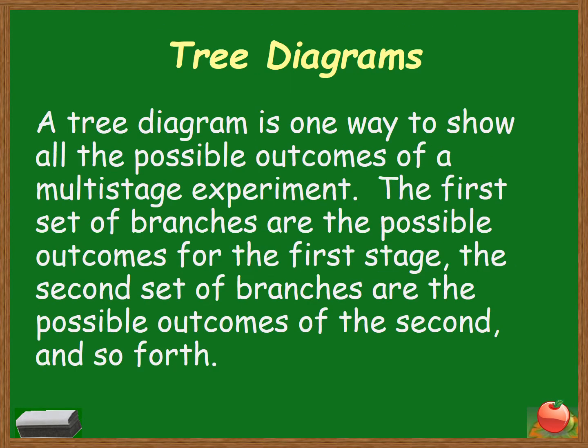So one of the ways to show the possible outcomes in a multi-stage experiment is to use a tree diagram. The first set of branches are the possible outcomes from the first stage. The second set of branches are for the second stage, and then you can build onto that and keep branching out.